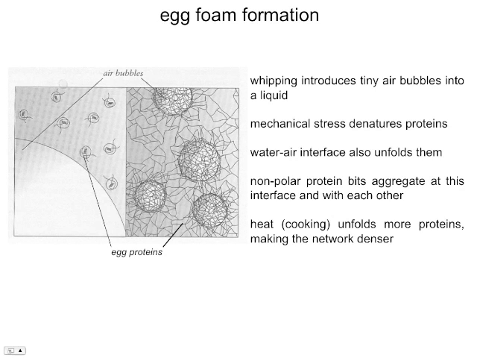So what we see is the stabilization of those air bubbles with unfolded protein, as well as the stabilization of a long-range network by the unfolded proteins forming around those bubbles. As we heat the mixture, we can unfold more proteins, making that network yet denser. And in many cases, we'll see that the foams that we make, we will cook those, and they do stabilize somewhat when we cook them. So that's all there is to egg foam formation.